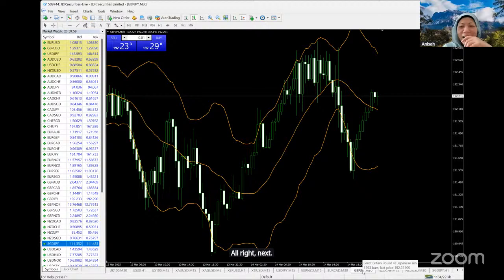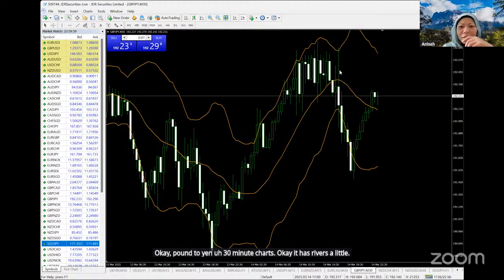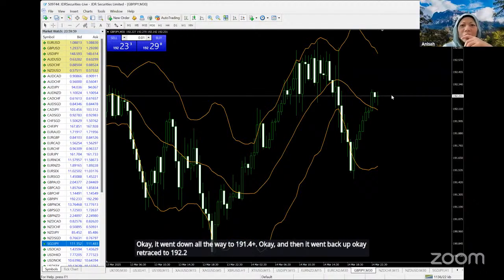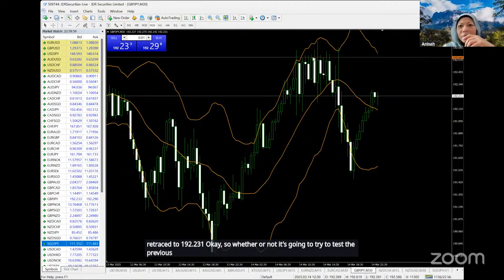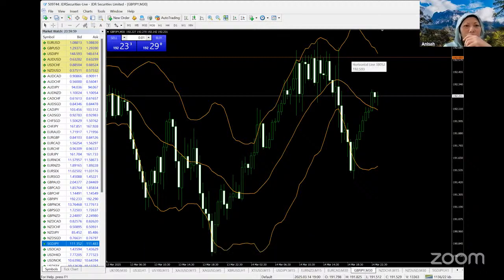All right, next in my watch list is pound to yen. Pound to yen, 30-minute chart. It has reversed a little. It went down all the way to 191.4 plus, and then it went back up, retraced to 192.231. Whether or not it's going to try to test the previous level here, we'll see. Nothing interesting in pound to yen.